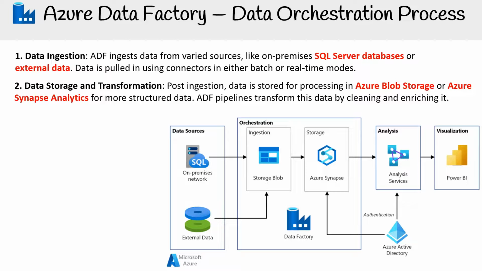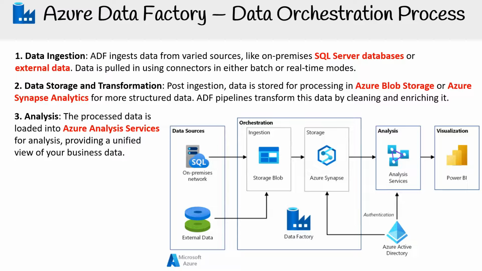Data storage and transformation. After data ingestion, it's often stored in an intermediate storage for processing. This could be Azure Blob Storage, which is a scalable object storage for unstructured data. For more structured analytics-ready data, Azure Synapse Analytics, which is an analytics service, can be used. At this stage, ADF pipelines can transform data by cleaning, shaping, and enriching it using mapping data flows.